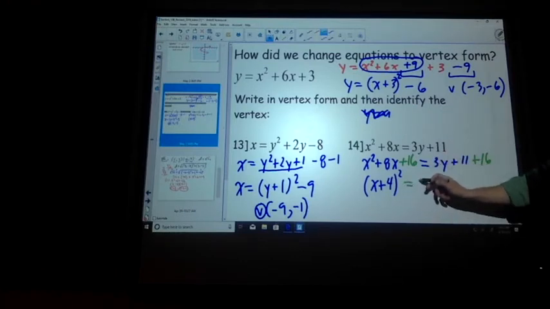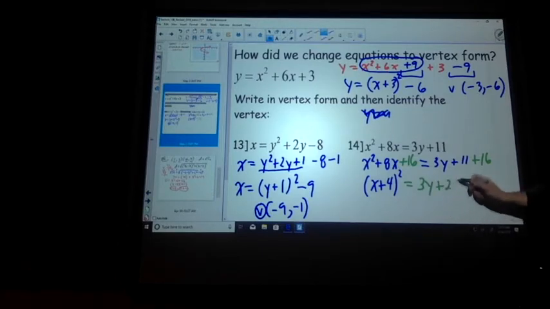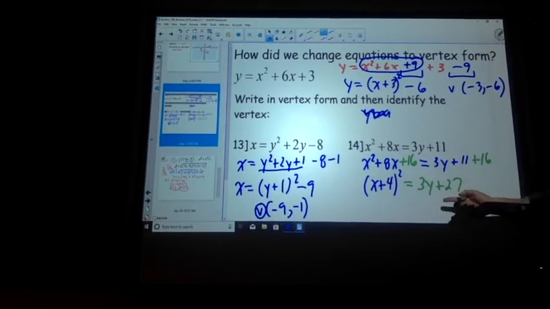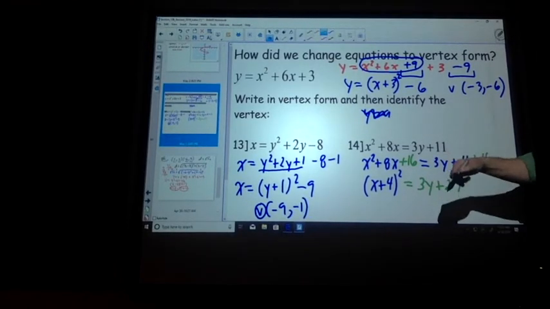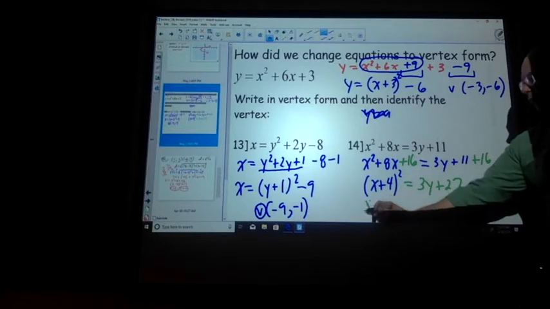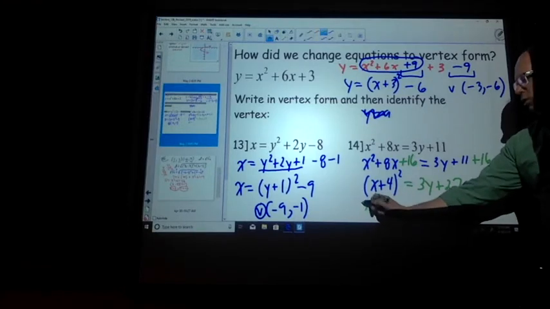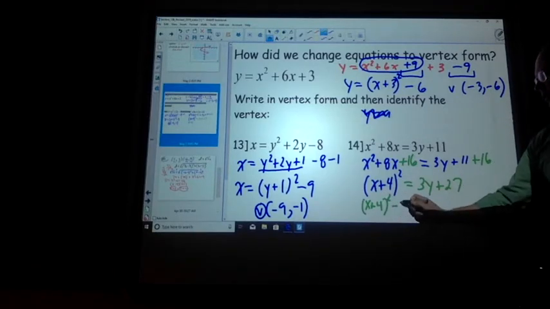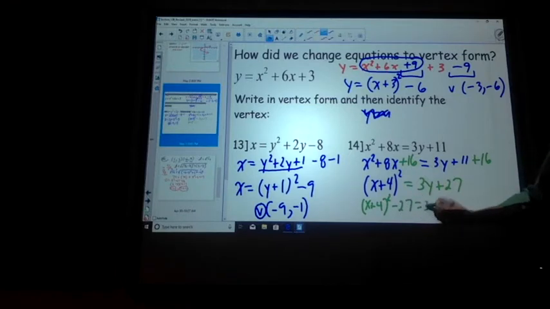That's kind of a goofy trick. Combine like terms, so I get this. And then if I wanted to find the vertex of this, well, it's kind of looking goofy. So let's move the 27 back over. So I'm going to get x plus 4, quantity squared, minus 27 equals 3y.